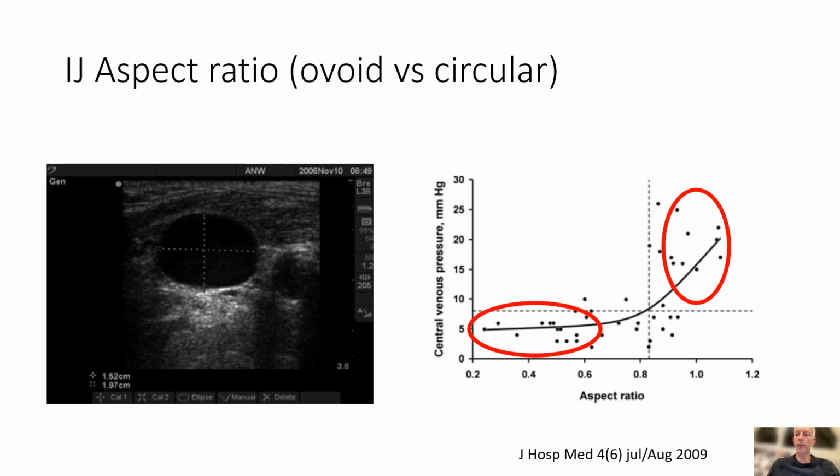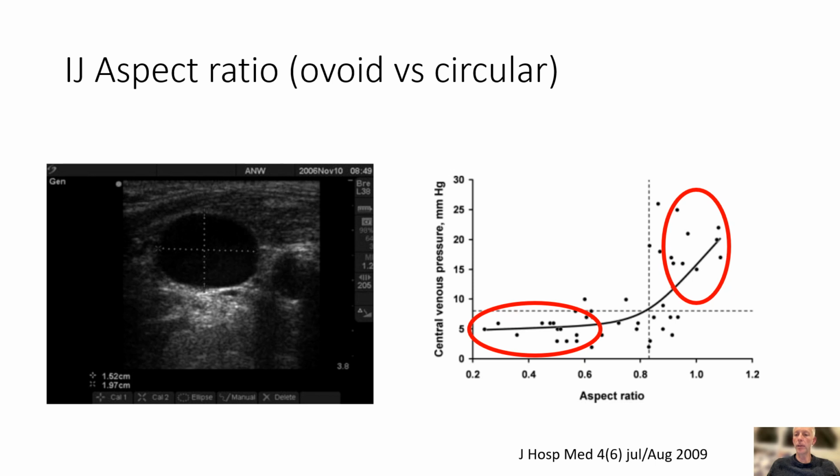The transducer was placed perpendicular to the neck in the transverse plane over the expected location of the internal jugular vein. The position of the transducer was adjusted over the vein to find the most circular cross-sectional area. The height and width of the internal jugular vein were measured at end expiration. They found that the CVP was not elevated when the ratio of the short to long axis was less than 0.83. The correlation is clearly not perfect.